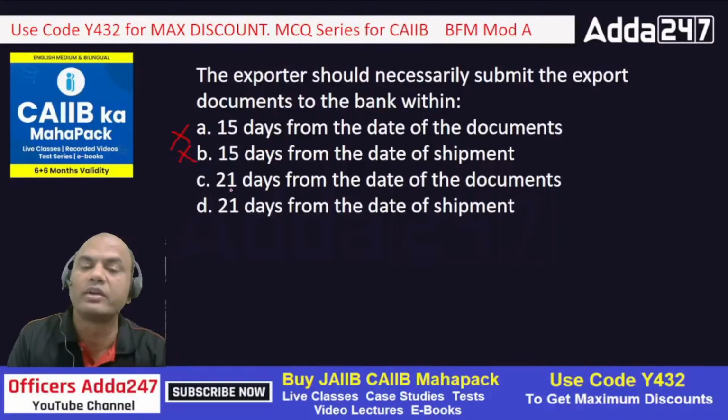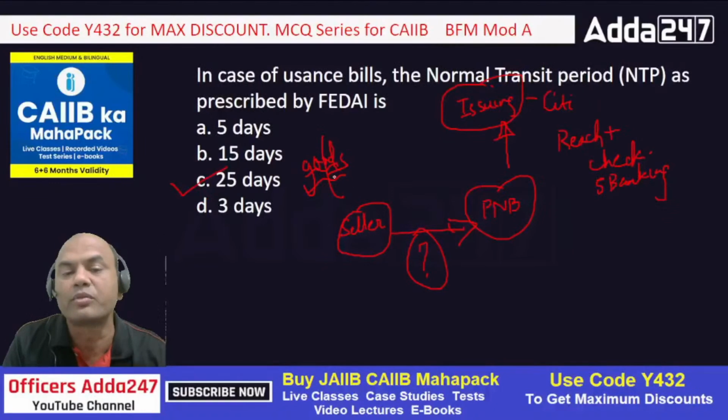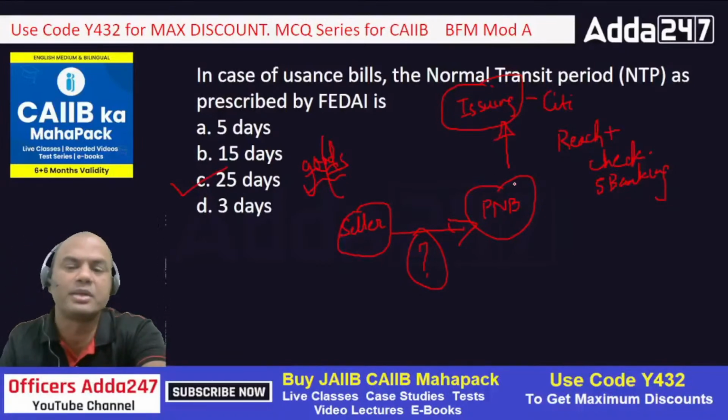Only C and D. 21 days from the date of docs, 21 days from the date of shipment. So the correct answer is D, 21 days from the date of shipment. So the day this ship moves out of this port from India, immediately within 21 days, the seller needs to submit it to PNB. Or PNB, I am just giving you an example. It can be any bank.